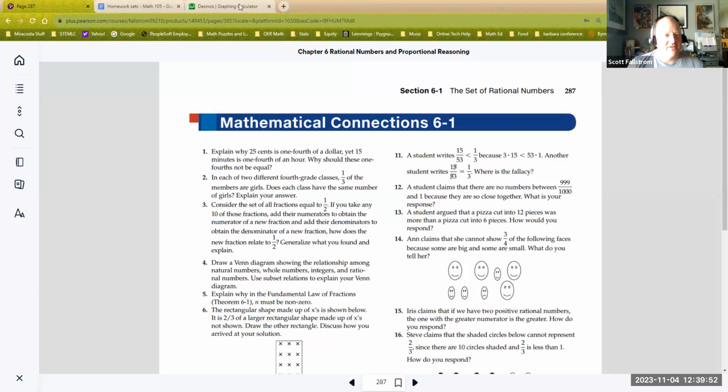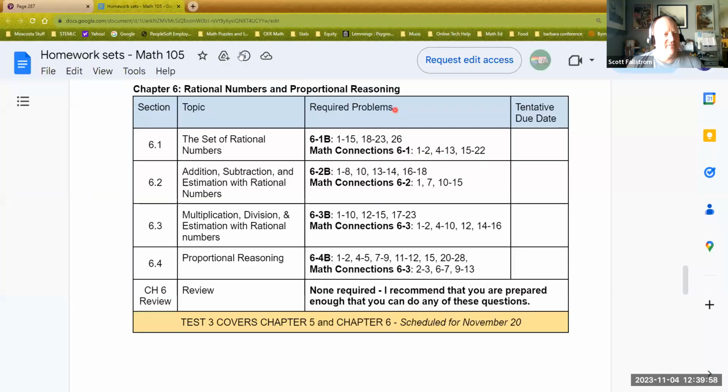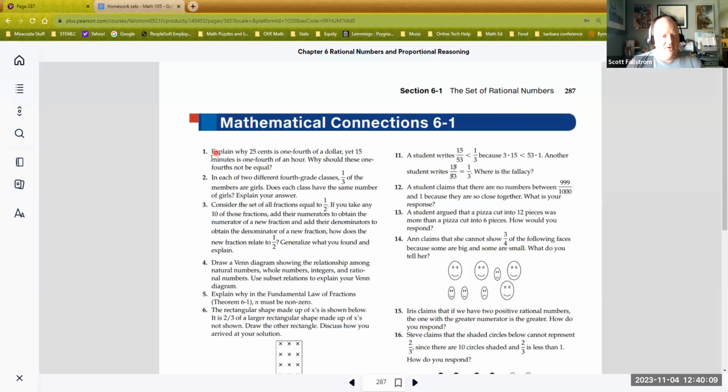Math connections 6.1. Let me turn this off here. Leave that. So for 6.1, I've got 1 to 2, 4 to 13, and 15 to 22. So let's take a look and see what we're going to do. So 1 to 2.